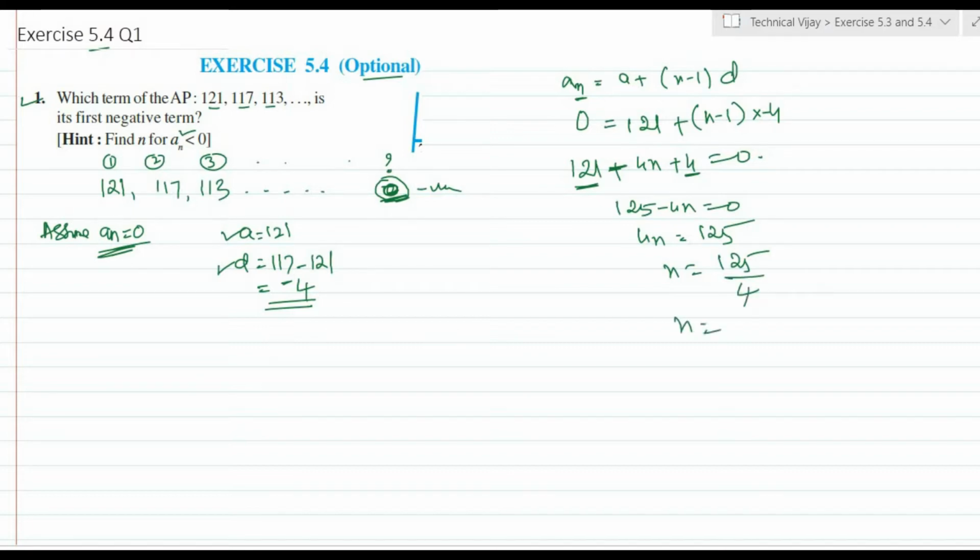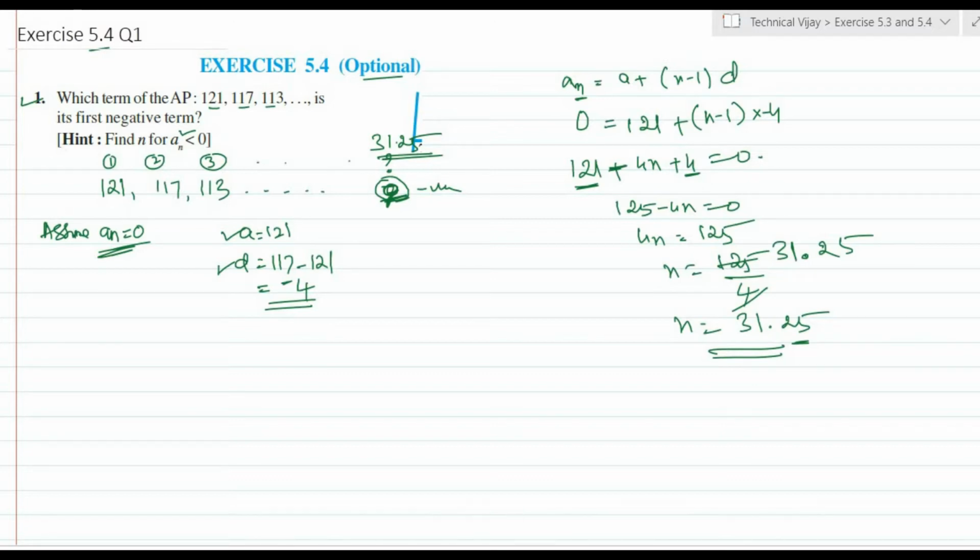So n is equal to, here 4 1s are 4, 4 3s are 12, then 4 2s are 8, then 4 5s are 20. So this is equal to 31.25. See, observe here the number of terms which is equal to 31.25. An we have assumed as 0. So at the 31.25th term, it is 0.